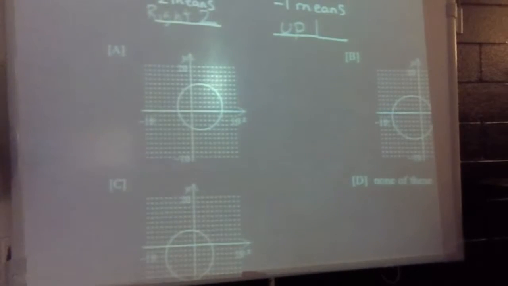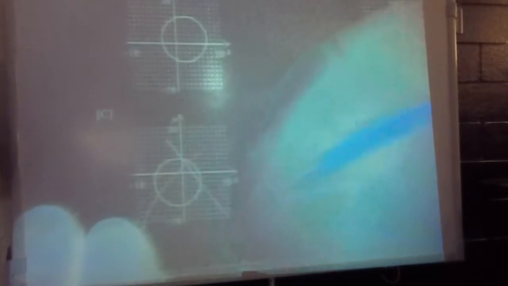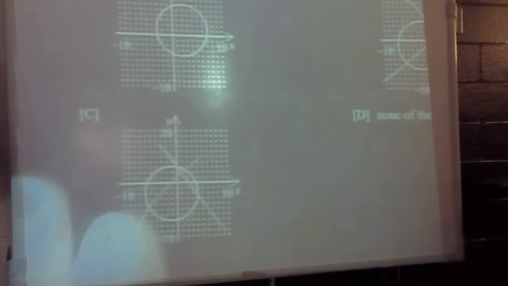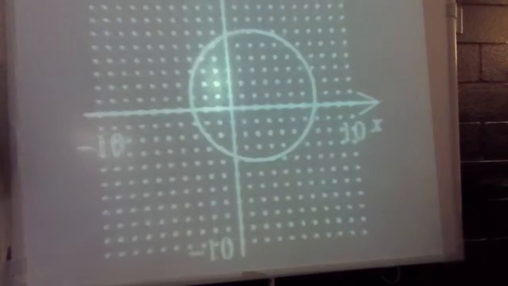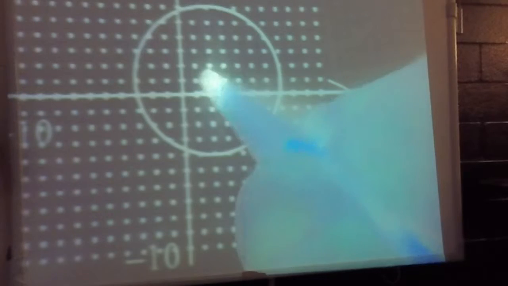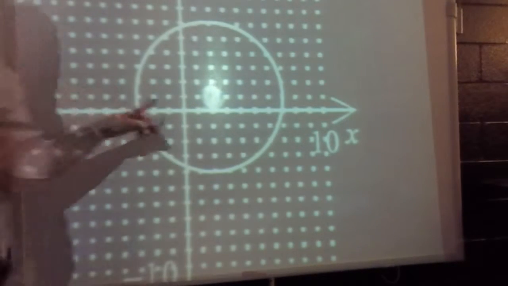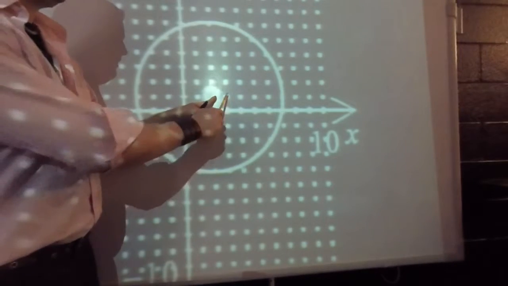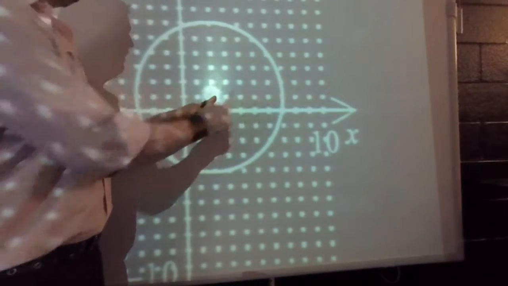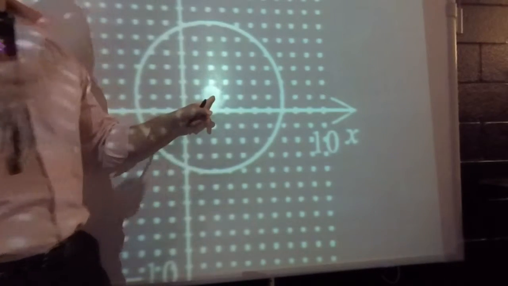You can assume A is the only one it could be. It can't be this. Let's go right 2 and up 1 and see if that's the center of this circle. If you went right 2 and up 1, that would be the center, for sure. Now the radius is supposed to be 5, so from here, 1, 2, 3, 4, 5, 1, 2, 3, 4, 5, and then 5 this way and 5 that way.